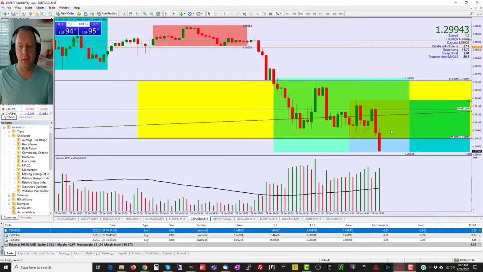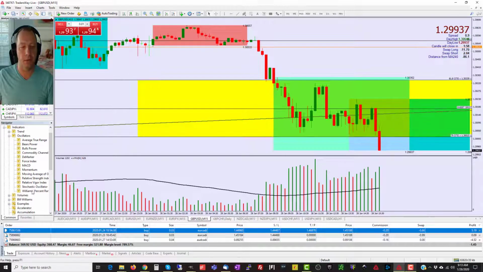So it's not the right entry right now, as you can see, but pay attention to the wicks here. The strength is dissipating from the bearish, so a setup is coming. All right, so that's where we're at.